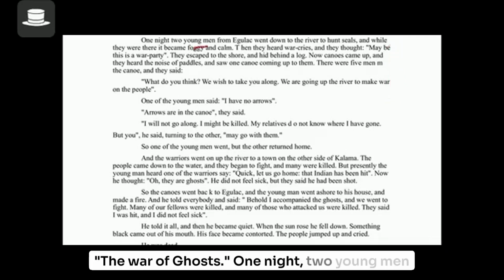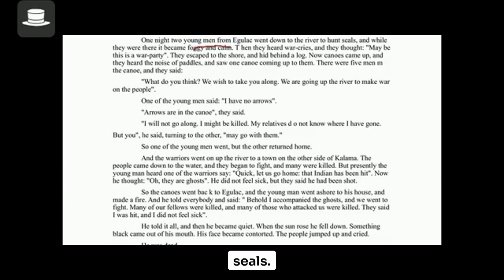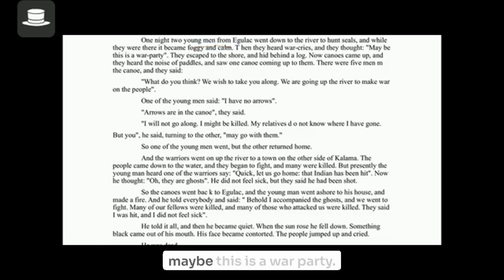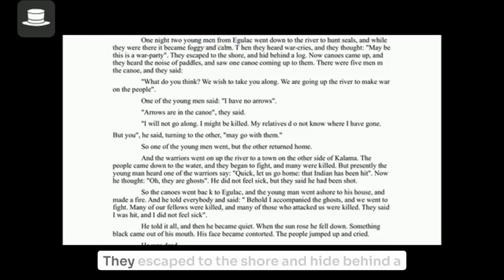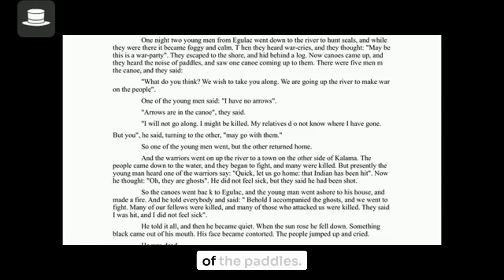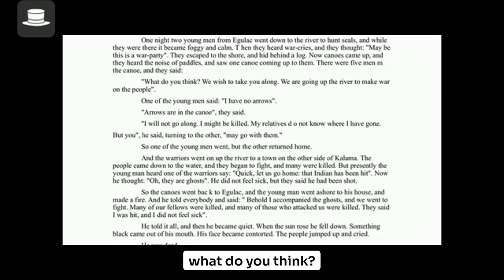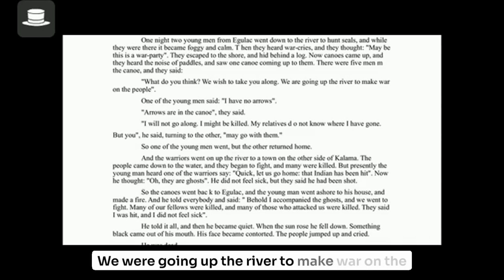One night, two young men from Egulac went down to the river to hunt seals. And while they were there, it became foggy and calm. Then they heard war cries, and they thought maybe this is a war party. They escaped to the shore and hid behind a log. Now canoes came up, and they heard the noise of the paddles, and saw one canoe coming up to them. There were 5 men in the canoe, and they said, "What do you think? We wish to take you along. We were going up the river to make war on the people."